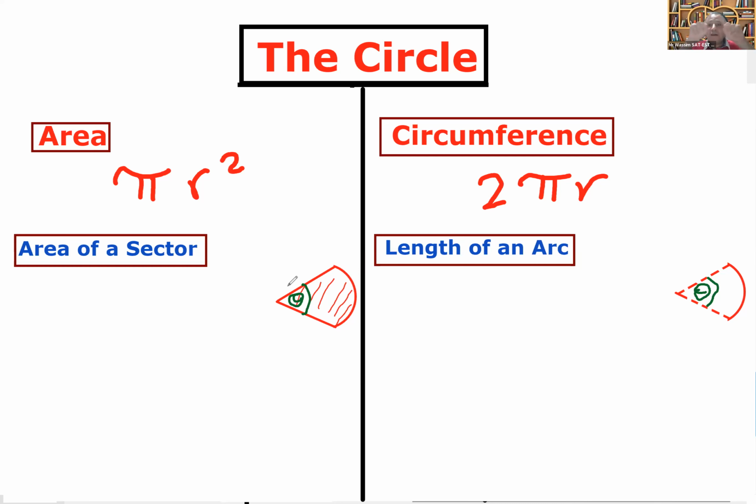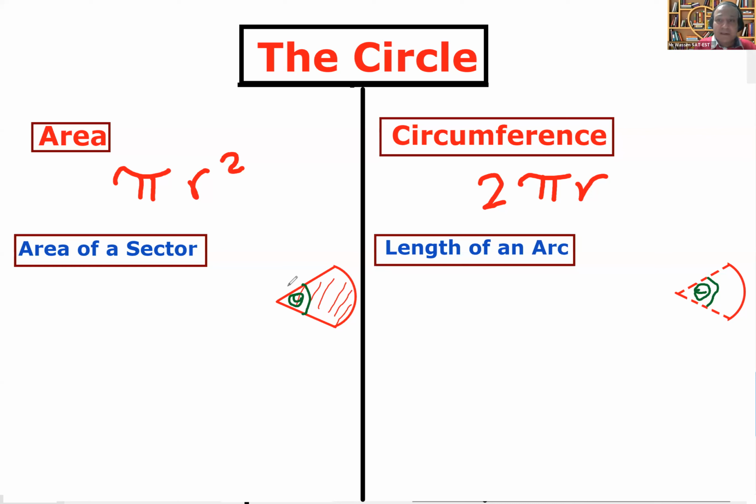a whole degree, 360. So it's the same rule, but multiplied by the fraction, which is the angle over 360. And also the same rule, 2 pi r times the angle over 360. When you are still small, grade 4 or grade 5, I give you the fraction: 2 over 7 from the circle, 3 over 11 from the circle. Now you are big, I'm going to give you the angle only. And you know that angle over 360 is a fraction of the area or fraction of the circumference.